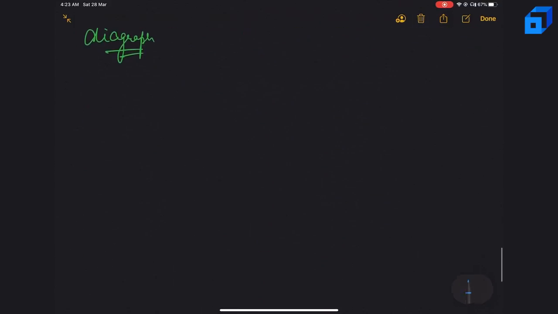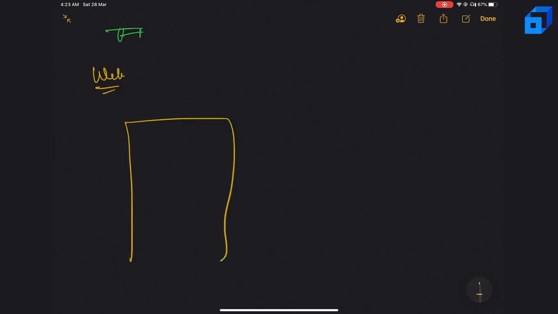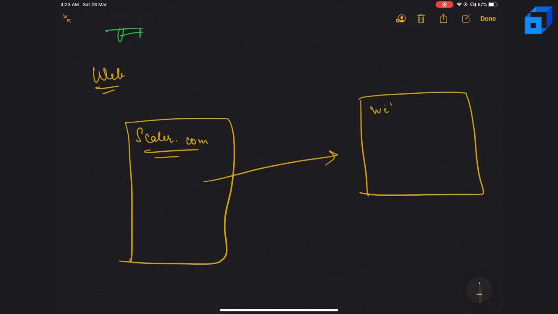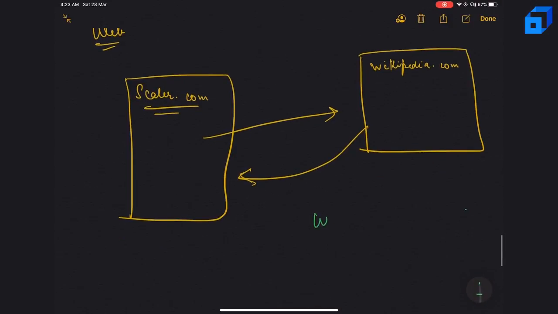Also, another important application of graphs is in the whole internet or web. Have you seen pages? Whenever you visit a website, for example, you are visiting scalar.com. A scalar.com web page might link to another web page, let us say wikipedia.com. It might not be true that wikipedia.com is also linking to scalar.com, but still we get an idea that the hyperlink graphs of the web can be represented as a graph. This is actually the reasoning of the whole domain of web scraping and crawling.